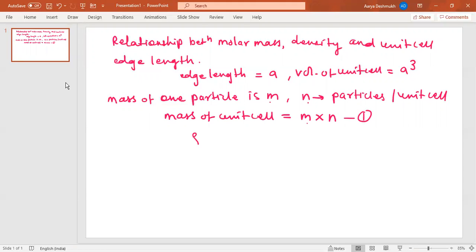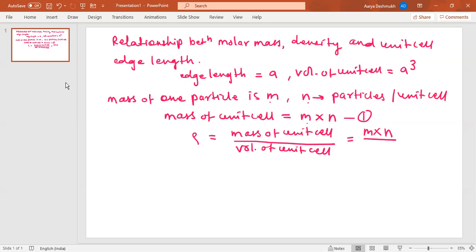Now we also know that rho, that is density, equals the mass of unit cell divided by the volume of unit cell. If you substitute the mass of unit cell, it is m into n, divided by the volume of unit cell, that is a cube. So we get rho equals m into n divided by a cube. Number this as equation number 2.